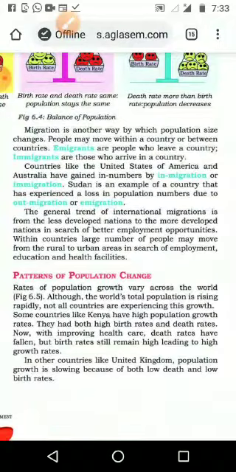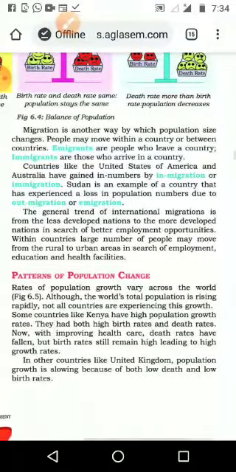Okay, next topic, it is migration. Migration is another way by which population size changes. Only population size is going to change, not the total population. People may move within the country or between countries. Emigrants are people who leave the country, those who are going away from our country. And immigrants are those who have arrived in our country, the people who are coming to our country. Those who are going out of our country are known as emigrants.